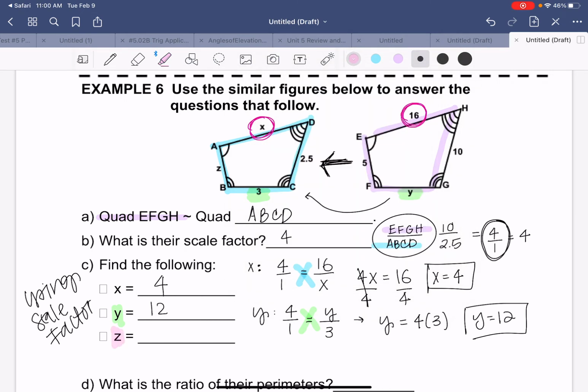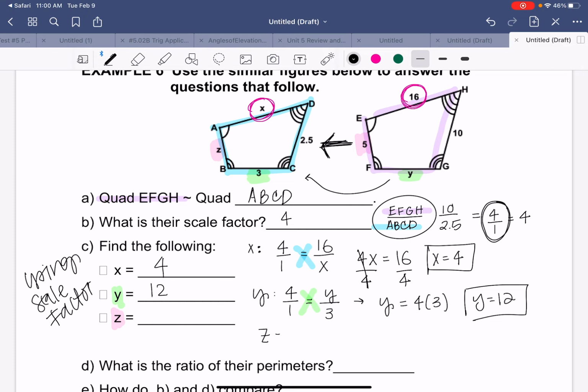Okay, so now let's find z. Z corresponds with 5; that is its corresponding side. So when I go to find z, I need to use my scale factor and set it equal to the missing part and its corresponding side. But remember, we're going from purple to blue, so bigger to smaller, E, F, G, H to A, B, C, D. Because 5 is on the purple one, 5 goes on top, and then z goes on bottom. Then we cross multiply. So 4z equals 5. Then we divide by 4. So z equals 5 over 4.